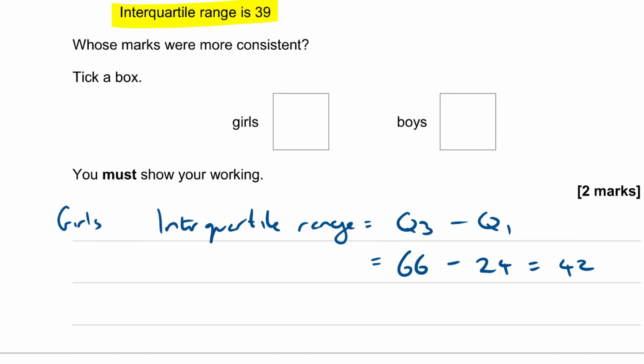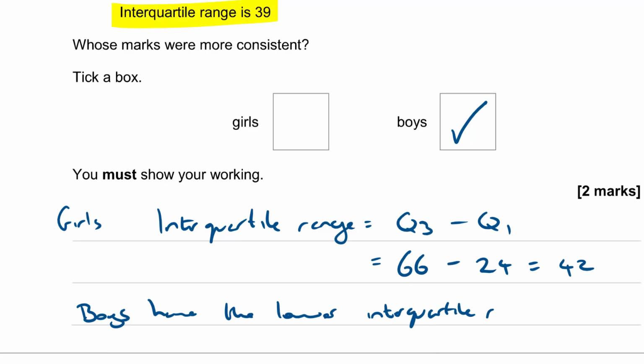Because the boys' interquartile range is smaller, it means there's less variation in their scores, and therefore they must be more consistent. So I'm going to say the boys are more consistent. And the reason is that the boys have the lower interquartile range. Okay.